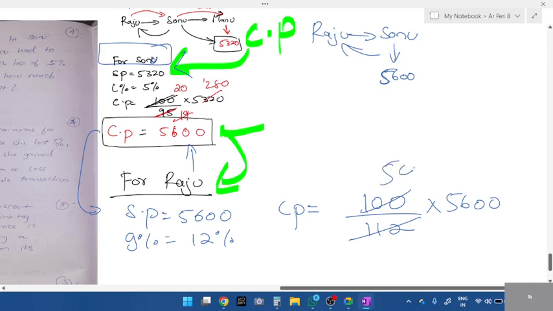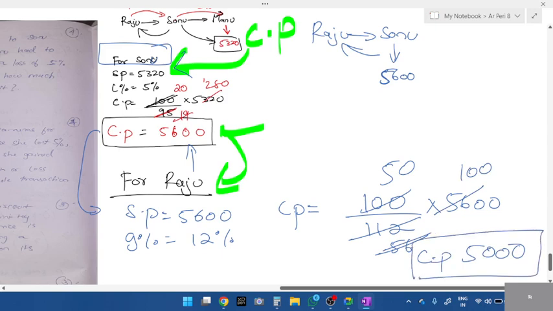Okay, 2 into 50. How many times does 2 go? 56 times. 56 ones are 56 hundreds. Is the answer 5,000? This is the cost price for Raju, students. This is how you have to show the calculation for Sonu and for Raju. Always start from the middle person. And for the middle person, the value will be the selling price.